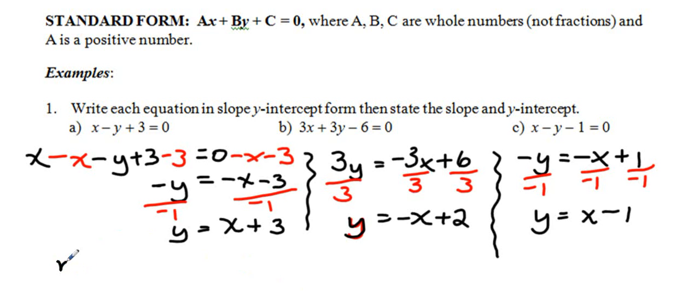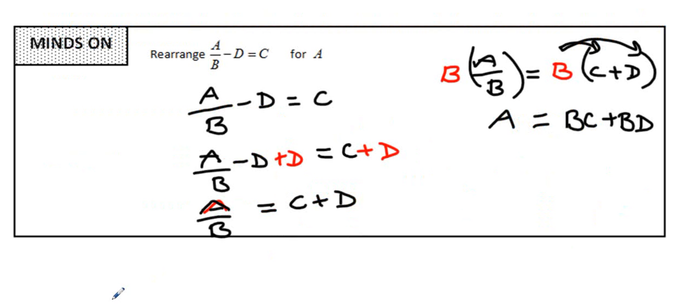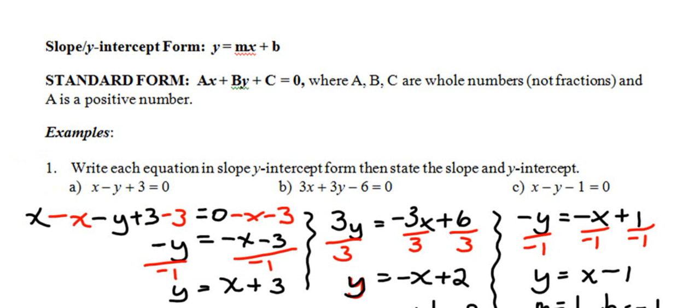So the slope, remember m for slope, of this one is the number in front of the x, it's 1, and the y-intercept is just the number beside the x, in this case 3. The slope over here is the number in front of the x, which is negative 1, and the number beside the x, which is 2. The slope here is going to be 1, and the y-intercept b is negative 1. Okay, so that's just rearranging into slope y-intercept form from standard form.